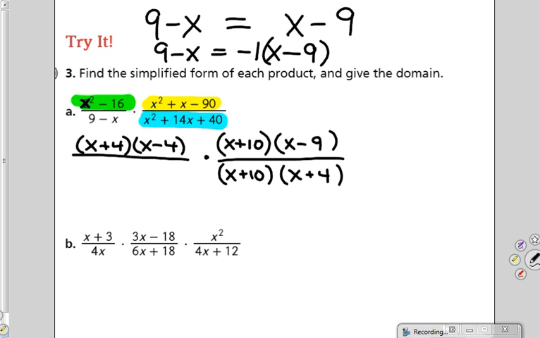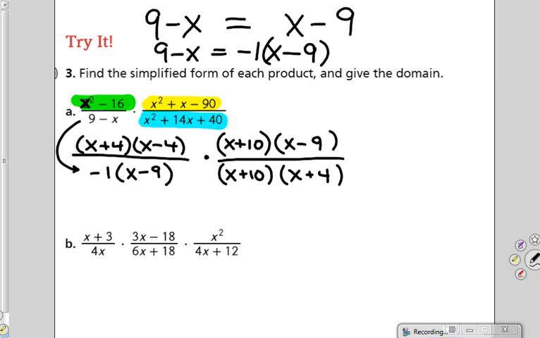It fixes it. Do you have to worry about that if it was 9 plus x and you wanted it to be x plus 9? You don't have to worry, just flip it. Okay? So that's why I wanted to wait on that and make it negative 1 times x minus 9.